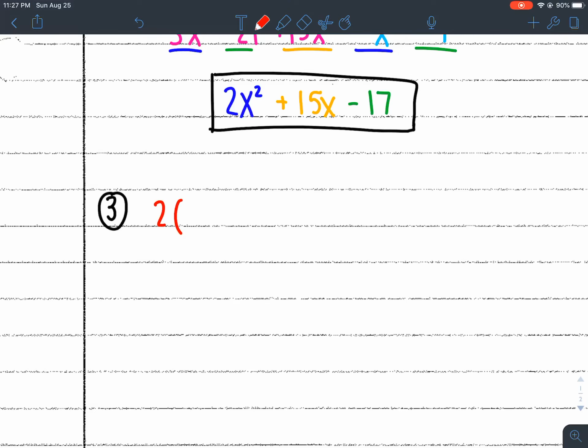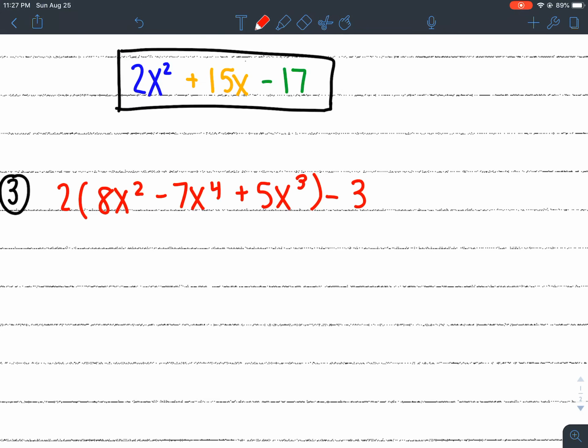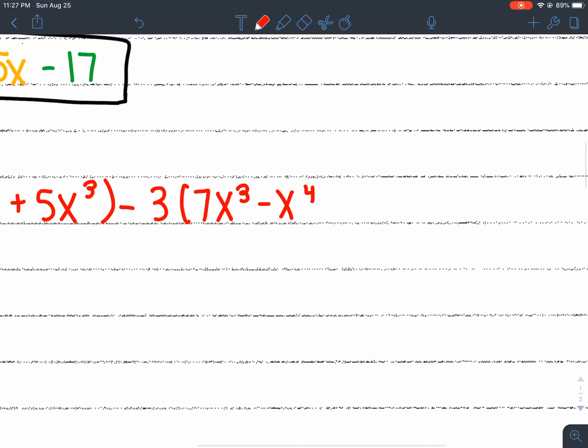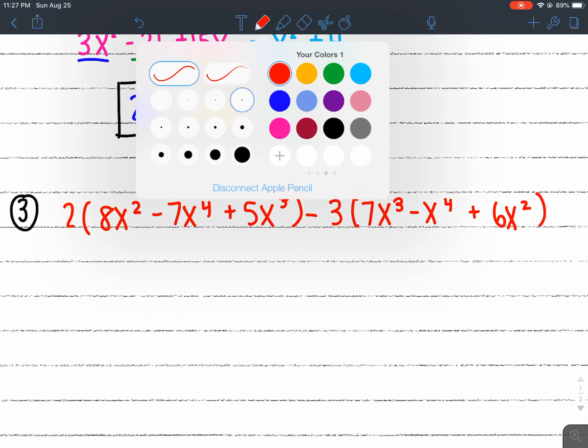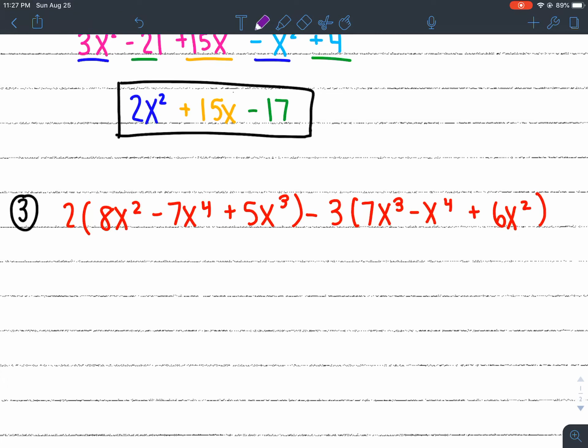All right, moving on to number 3. We have 2 times 8x squared minus 7x to the 4th plus 5x cubed, minus 3, forgot the parentheses, minus 3 times 7x cubed minus x to the 4th plus 6x squared. Make sure we are taking notes. If you are watching this video, I hope you are taking notes. Okay, we're going to begin.